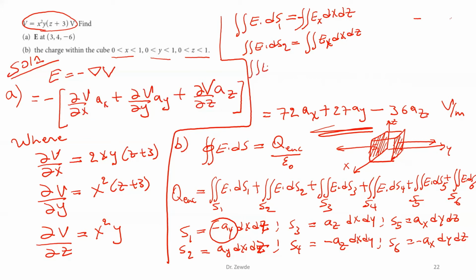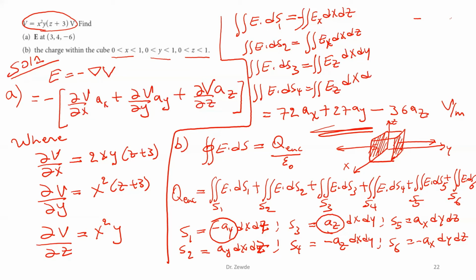And for the next, you have E dot ds3. Now ds3, if you see, is along the z-axis, so we only consider the z component. So this is Ez dx dy, and E dot ds4 will be again Ez dx dy, but now we have a minus sign here. So you can do it like this for the rest.